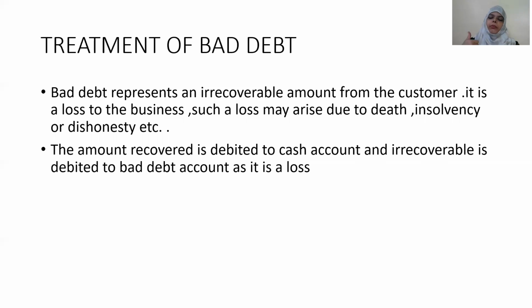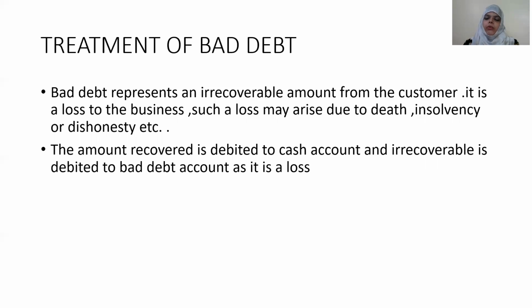Now, death means if the person is dead, you can't receive money from him. Insolvency means the court has declared that the person is not in a state to return the money, or that person has gone bankrupt. Okay. Dishonesty means cheating, or the thoughts of cheating, that is called dishonesty. Bad debt is an irrecoverable amount.